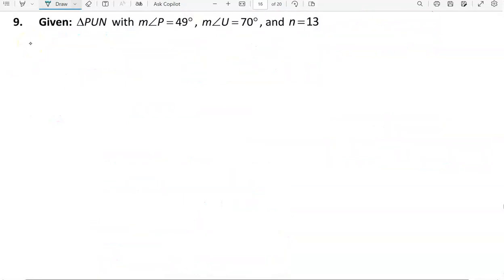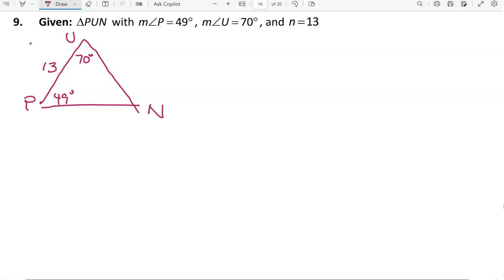All right, moving on to number 9. We have triangle PUN, which I'll picture and label the parts. Angle P's measure is 49 degrees, angle U's is 70 degrees, and the side opposite angle N measures 13 units long. This is an angle-side-angle pattern of givens.